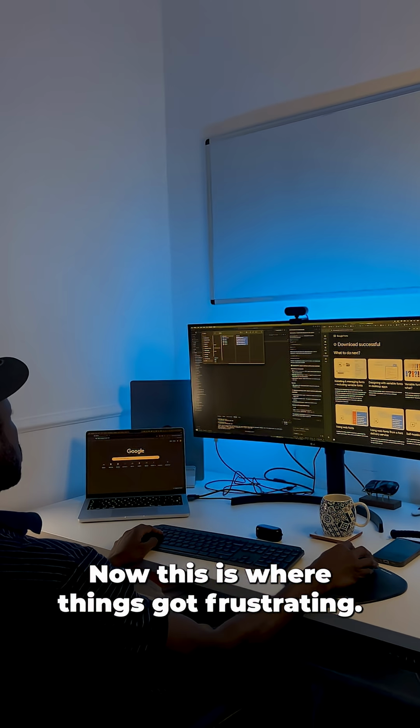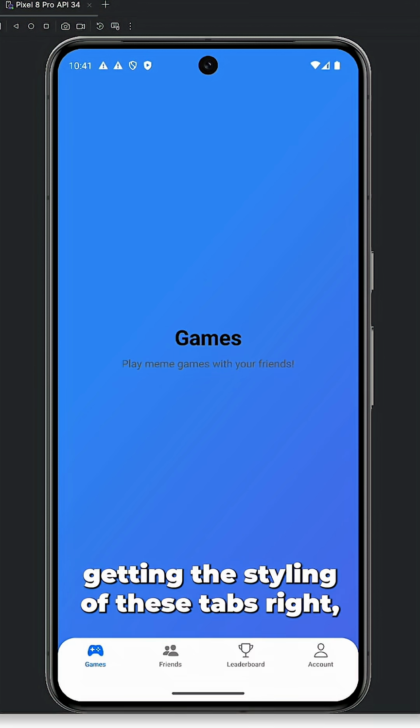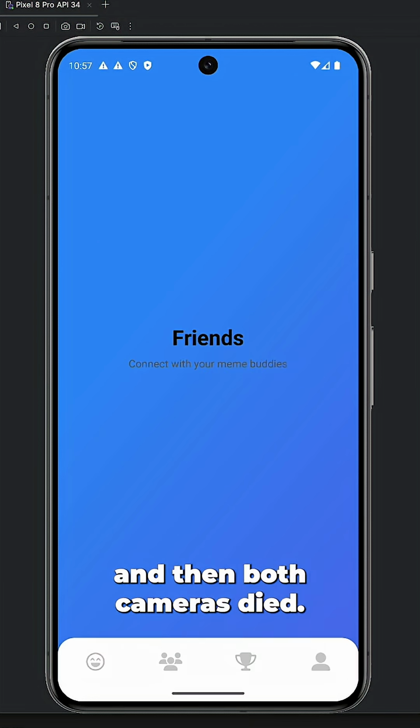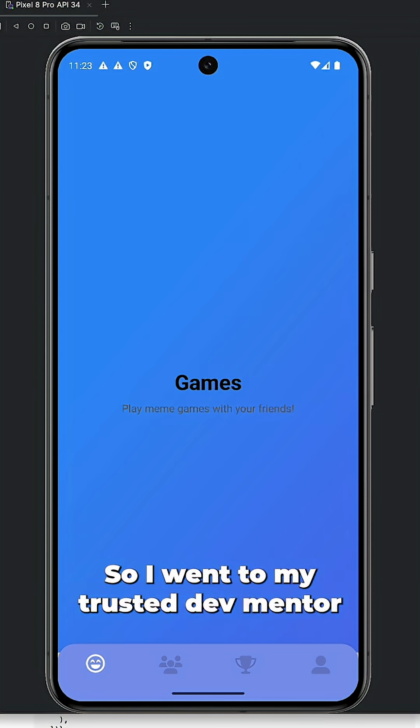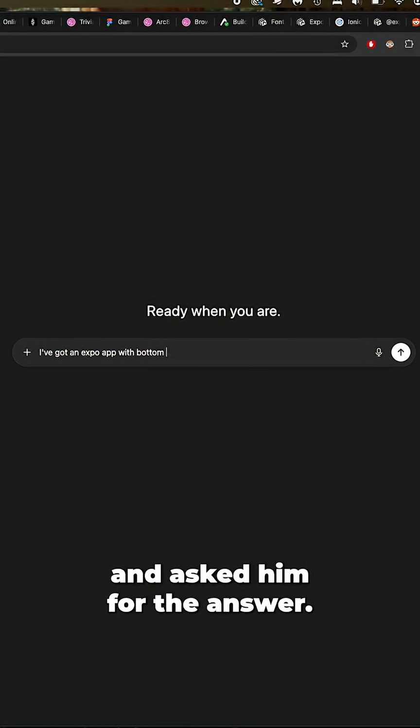Now this is where things got frustrating. I spent most of my time getting the styling of these tabs right, and then both cameras died. Just look at this little section down here that I couldn't get rid of. So I went to my trusted dev mentor and asked him for the answer.